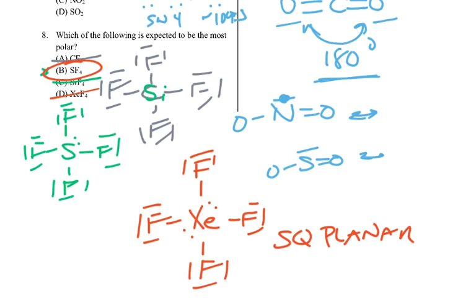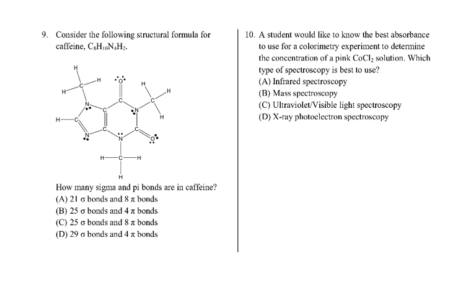Okay, a single lone pair on that central atom pretty much lets us know that's going to be polar. Okay, number 9, consider the following structural formula for caffeine. How many sigma and pi bonds?